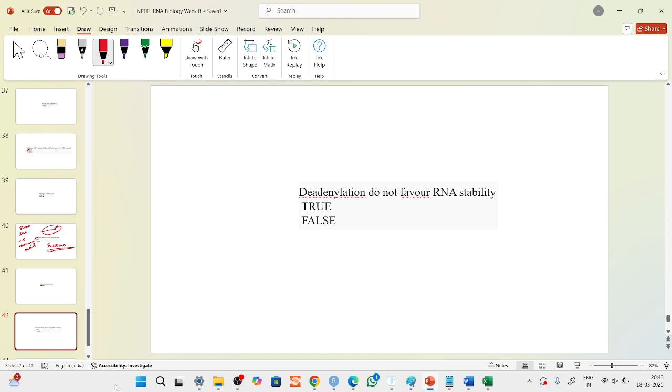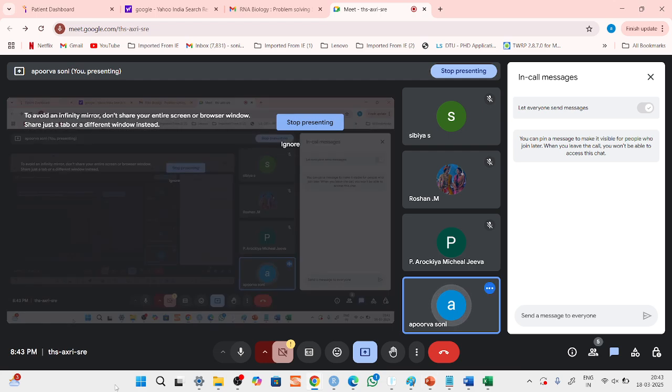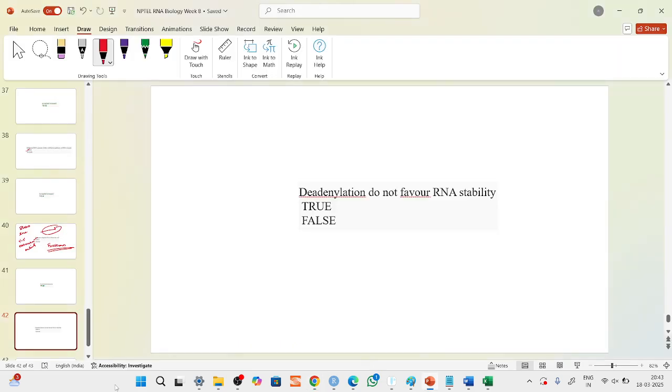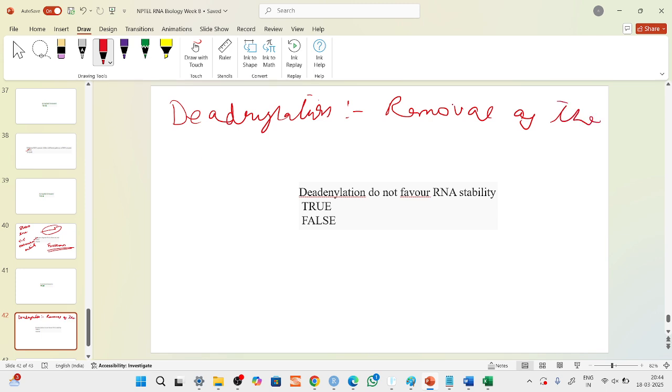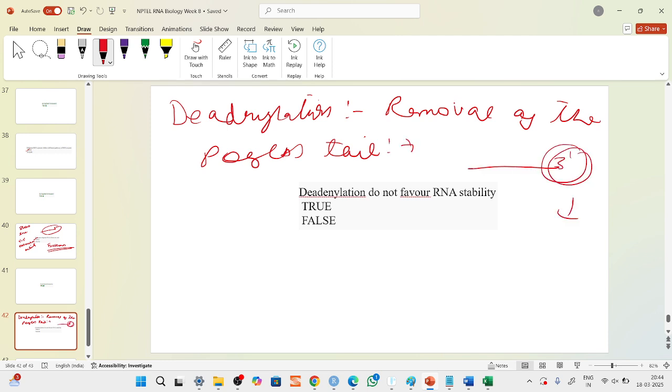So deadenylation does not favor RNA stability. True or false? It is actually true. Because deadenylation means it will remove the poly A tail from the 3' end. We studied at the very start about the deadenylation-dependent pathway. So when we talk about deadenylation, this means removal of the poly A tail. Okay, so when there is removal of the poly A tail, what will happen? The 3' end would be exposed.